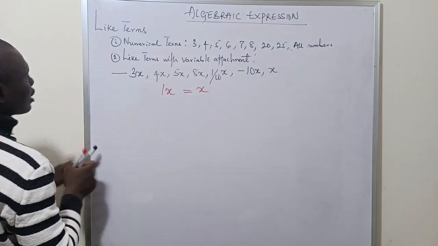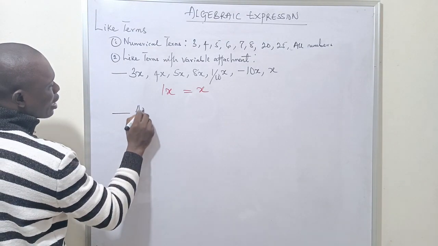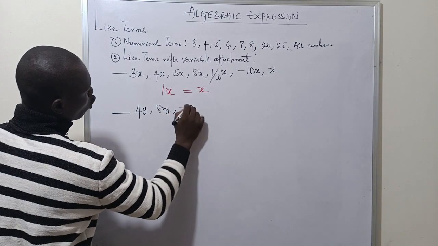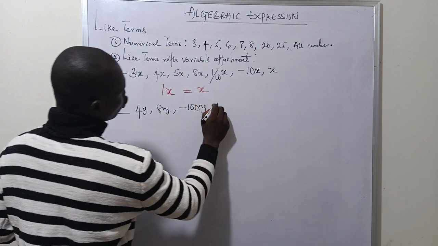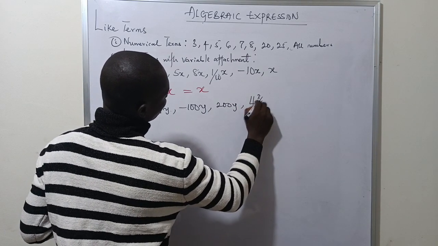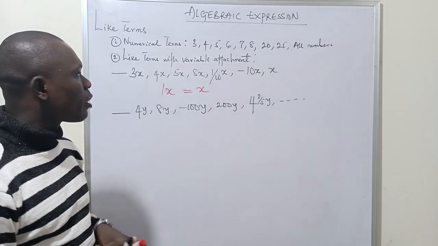Now look at this here. At this point, I could also say, if I have my 4y, 8y, minus 100y, 200y, 4 and 3 over 5y, and it keeps on going like that, that is all variables involving y.